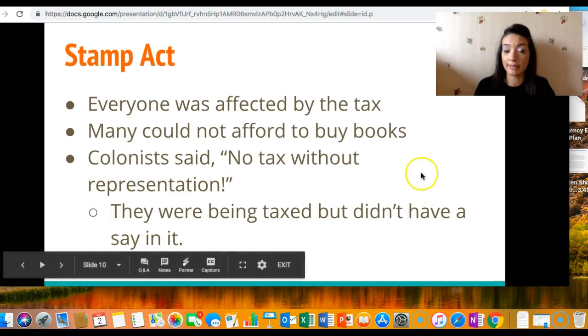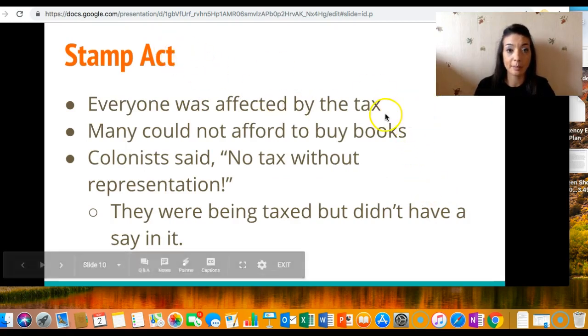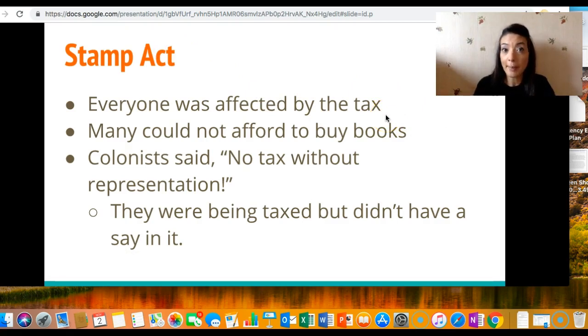Now, everyone was affected by the tax, the Stamp Act, because everybody uses some kind of paper, some kind of document. What this meant was that not very many people could afford to buy books. This made the colonists really upset, and they started to chant a phrase and use it all the time with the Intolerable Acts, and that phrase was, "No tax without representation. No tax without representation." And what that meant was that they were being taxed by King George, but they didn't have a say in it.